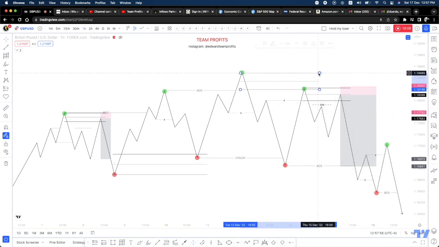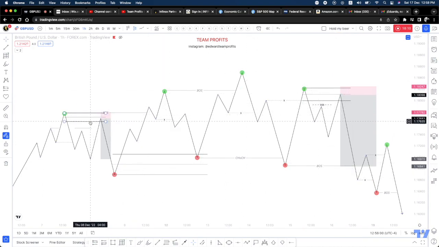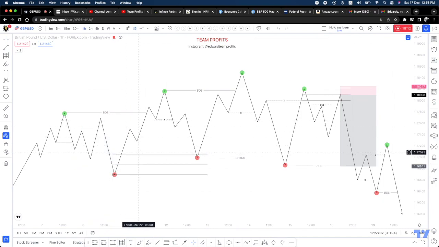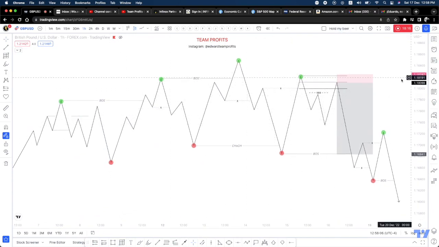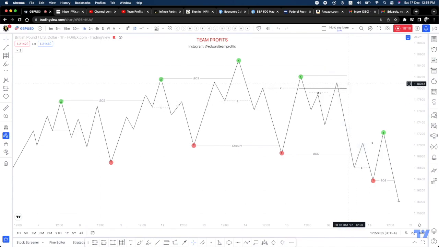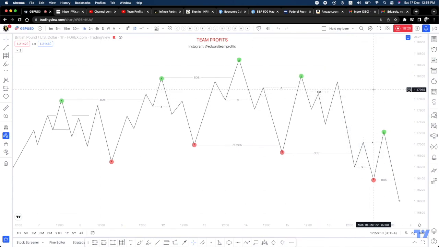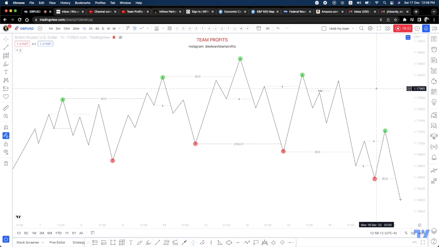Okay, so based on learning how to mark these structures up, at the same time you will find actual nice order blocks and positions for entries. Okay, so let me just go ahead and jump on the chart to give you a couple of examples.